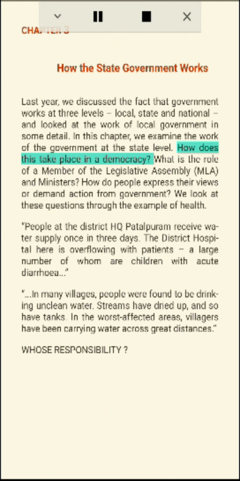How does this take place in a democracy? What is the role of a Member of the Legislative Assembly, MLA, and ministers? How do people express their views or demand action from government? We look at these questions through the example of health.